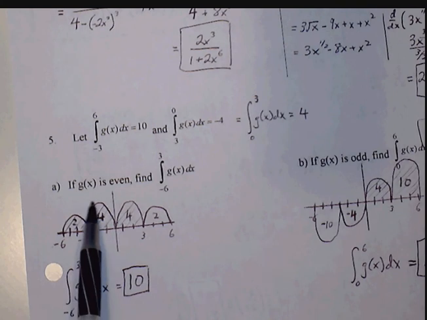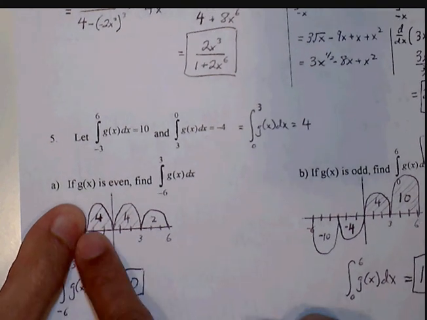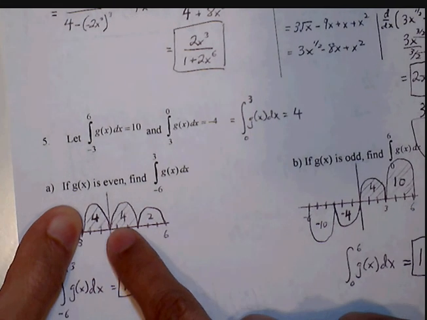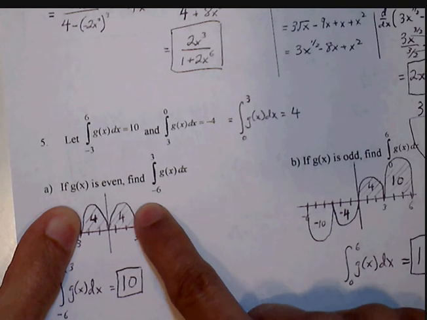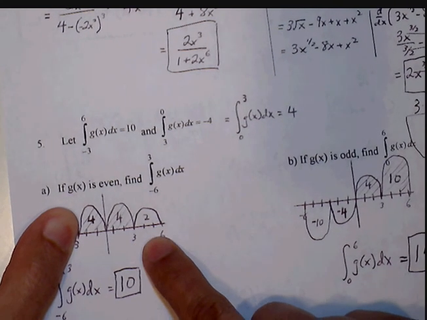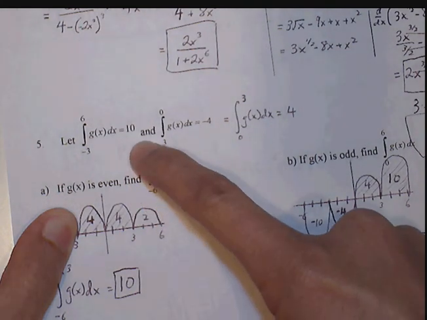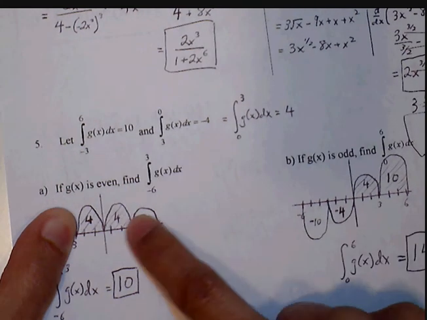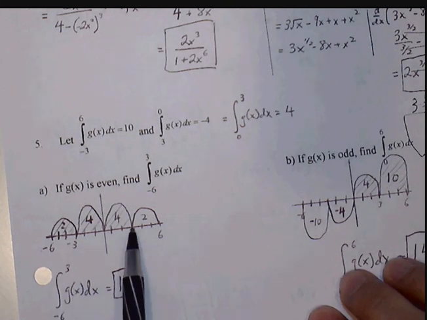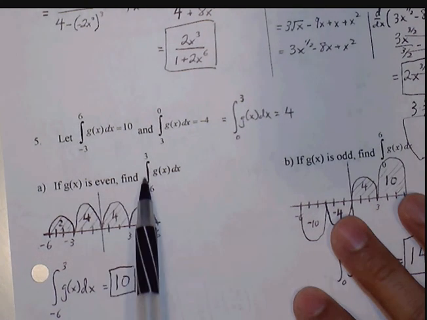Okay. However, we know that this region is equal to 10. So if we know this is 4 and this is 4, then the remaining definite integral from 3 to 6 must be equal to 2 in order for us to fulfill this condition here. Okay. But if we have an even function, that means this left side must also be equal to 2. Okay, so here is a graph that would represent these situations.